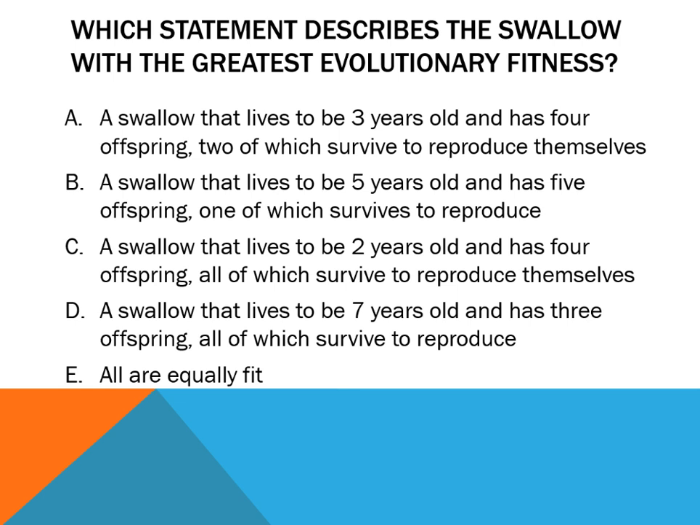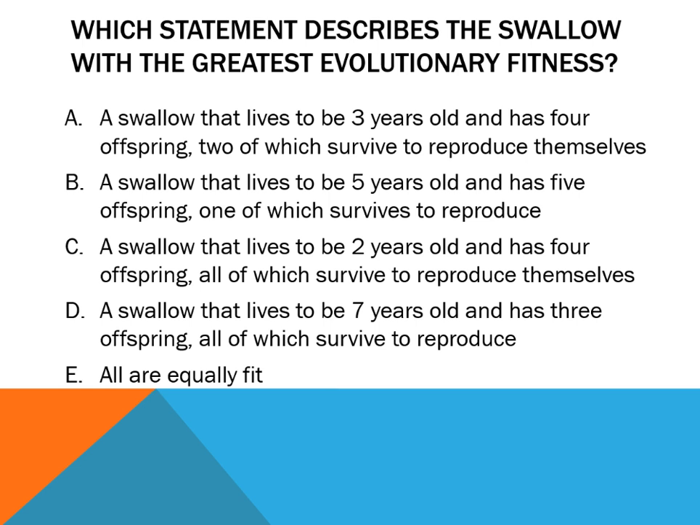First of all, which statement describes a swallow that has the greatest evolutionary fitness? You have a swallow that lives to be 3 years old, has 4 offspring, 2 of those reproduce. One that's 5 has 5 offspring, 1 reproduces. A swallow that's 2 has 4 offspring, all reproduce, and a swallow who's 7 who has 3 offspring, all of which survive to reproduce, or they're all equally fit.